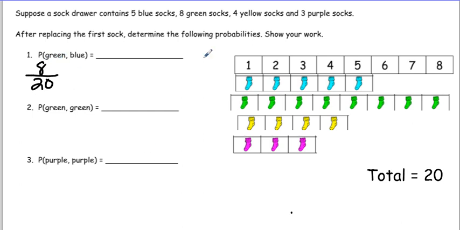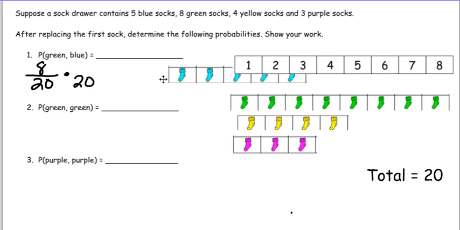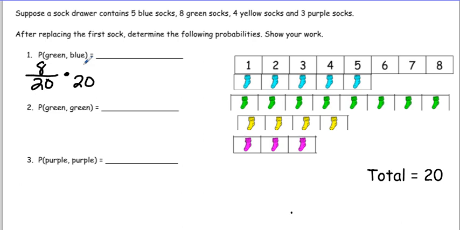And then, after I put the socks back, what's the chance of getting a blue sock? How many socks do I have in the drawer? 20. And how many of them are blue? There are 5 blue ones. So there's a 5 in 20 chance there. When we do probabilities, we write fractions and we multiply. So that's a 1 in 10 chance of getting a green sock, putting it back, and then getting a blue sock.